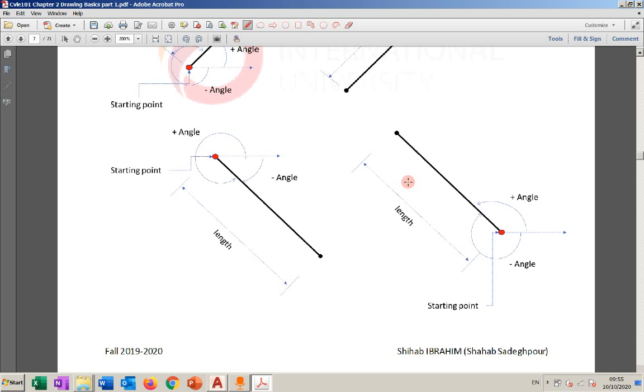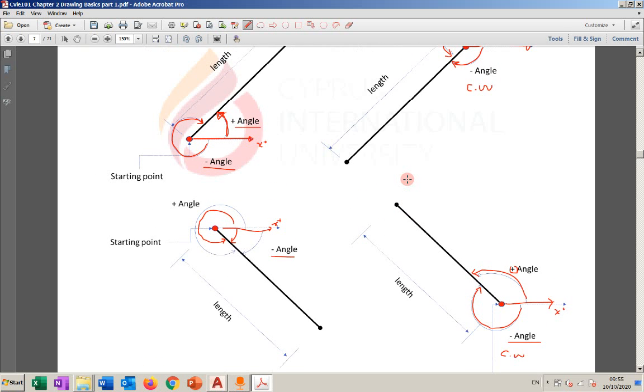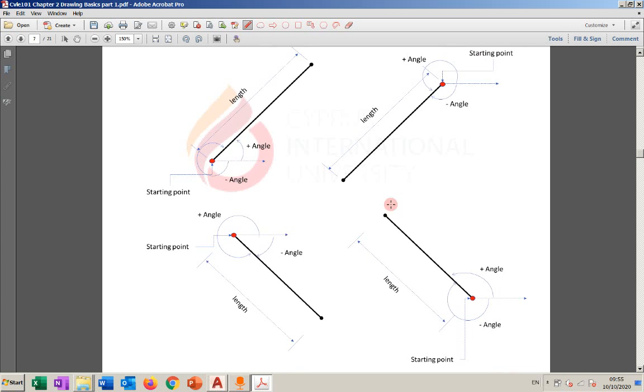We have four cases here, four cases to draw with angle and length. So you have to know which of those cases you will be facing, and then you'll be able to find the angle.